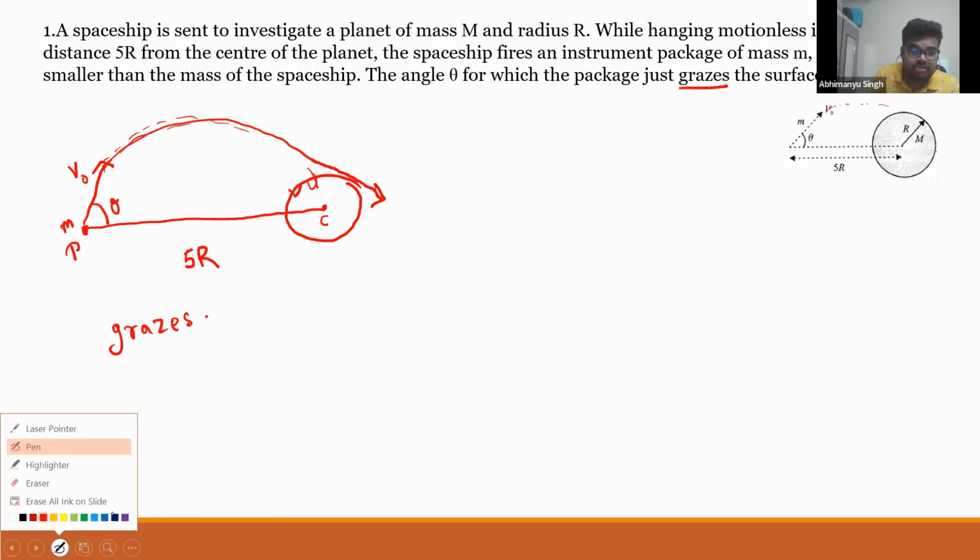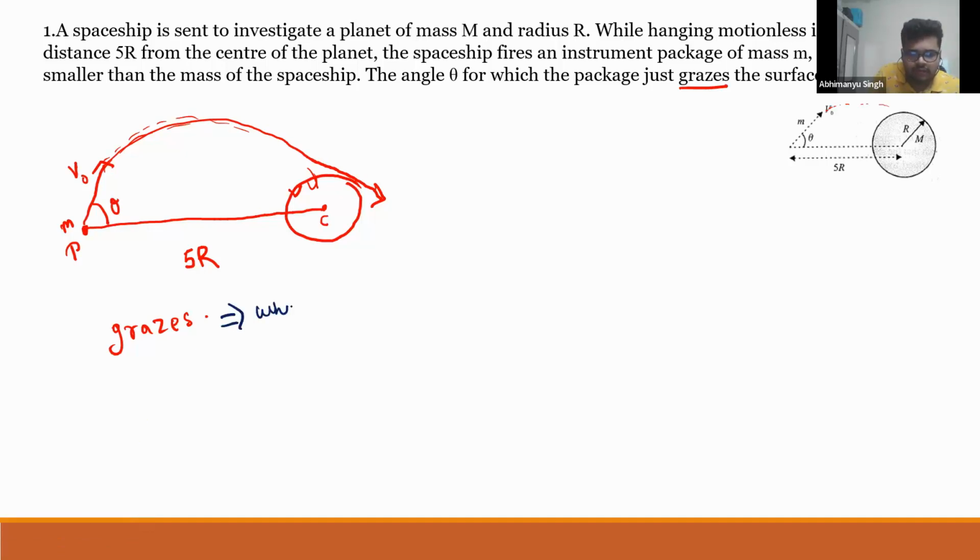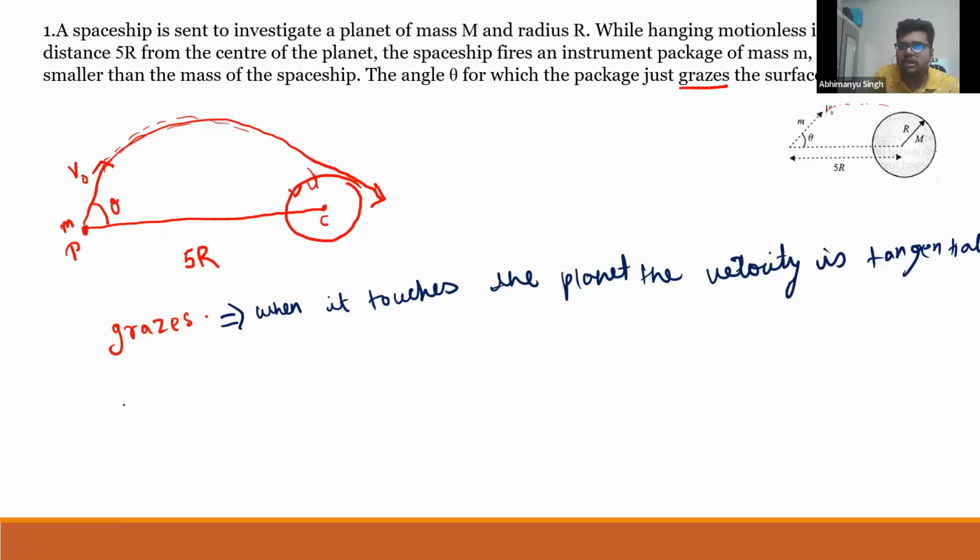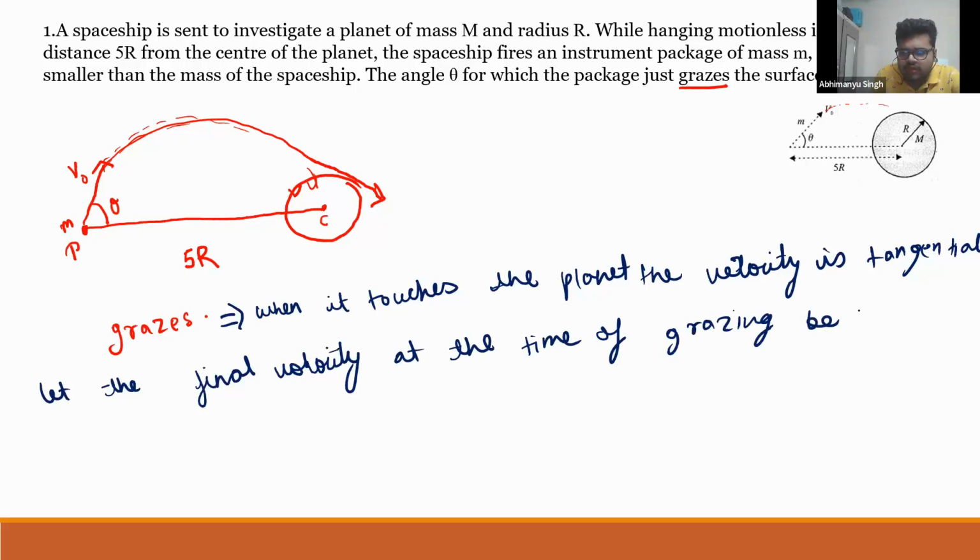Now let me do the solution. I encourage you to try this on your own. Grazes implies that when it touches the planet, the velocity is tangential. Let me assume the variables. Let the final velocity at the time of grazing be v.